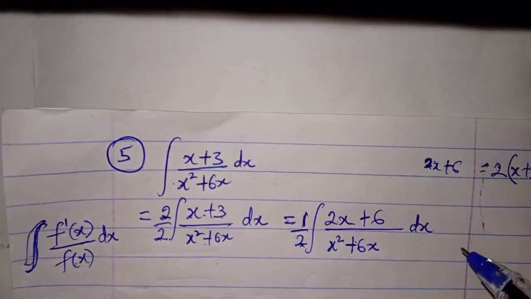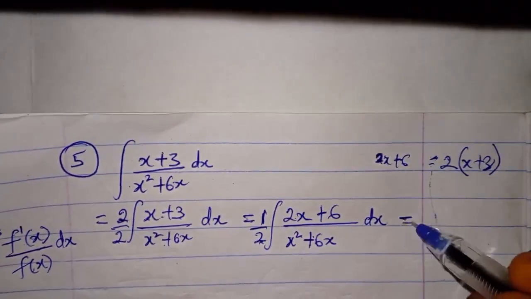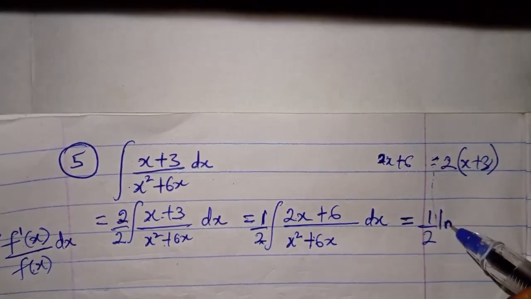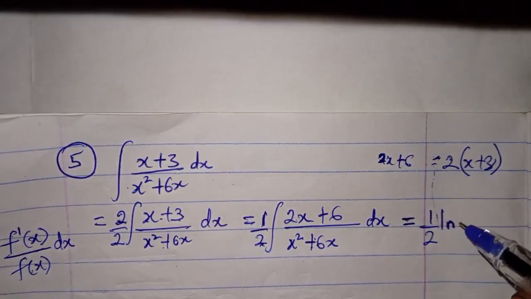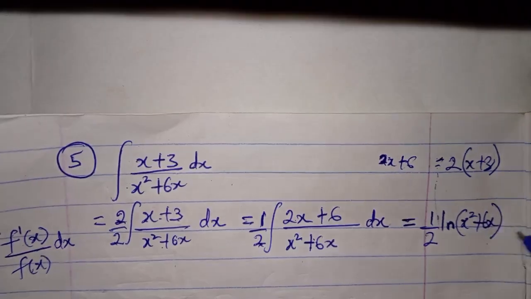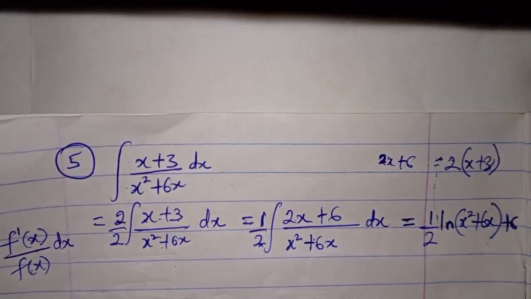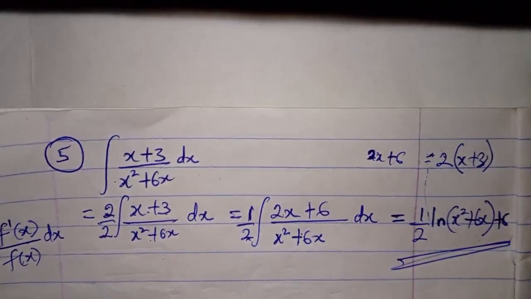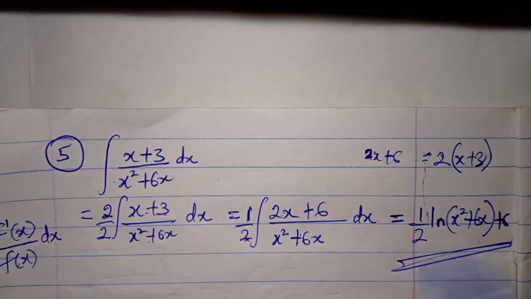This integral is simply equal to, there's 1 over 2 there, 1 over 2 into the natural logarithm of the bottom, which is x squared plus 6x. And we add a constant of integration to it because the integral is indefinite. So this actually is the integral of this function.